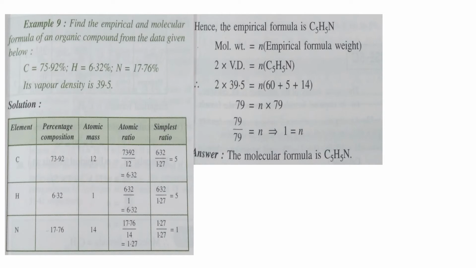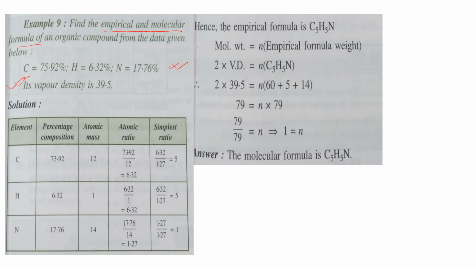Now this question: find the empirical and molecular formula of an organic compound from the data given below. The percentages of carbon, hydrogen and nitrogen are given here, and the vapor density is given as 39.5. You have to find out the empirical and molecular formula of this compound. From the data given, that is the percentage of carbon, hydrogen and nitrogen, you can find out the empirical formula as usual.